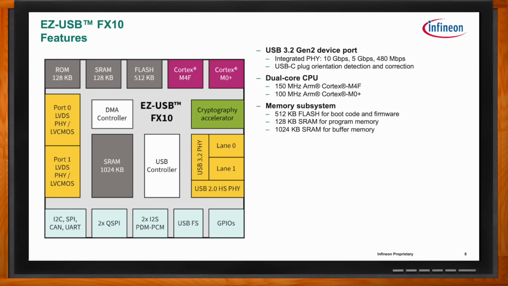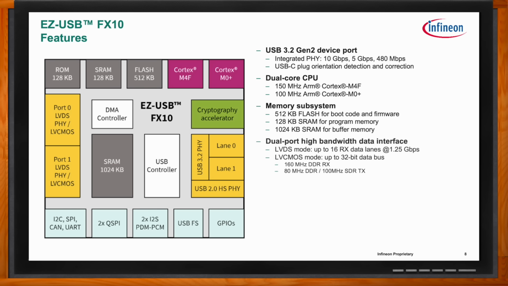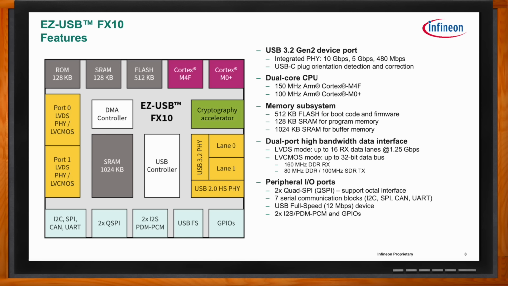We still have the legacy LVDS mode to support a 32-bit data bus, much faster compared to FX3. We also introduced an LVDS mode for higher speed support, with up to 16 lanes of receiving data at 1.25 gigabit per second for each lane, split into two ports instead of the one port from FX3, which gives you more flexibility in connecting to your data source.